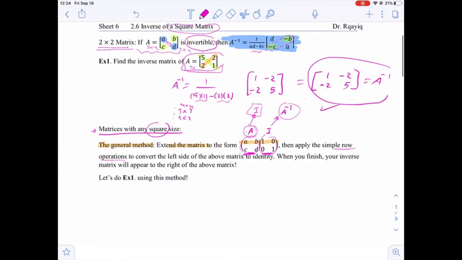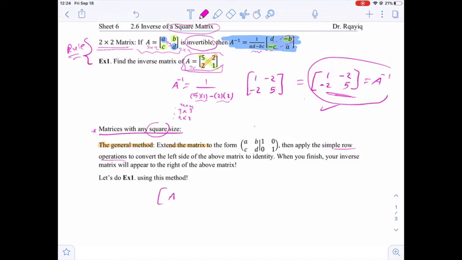Okay, now let's do example 1. The above example. So we have the matrix, and here, as you can see, I just applied a rule. You can apply it, or you can use the general method that I'm going to explain here. We should get the same answer.